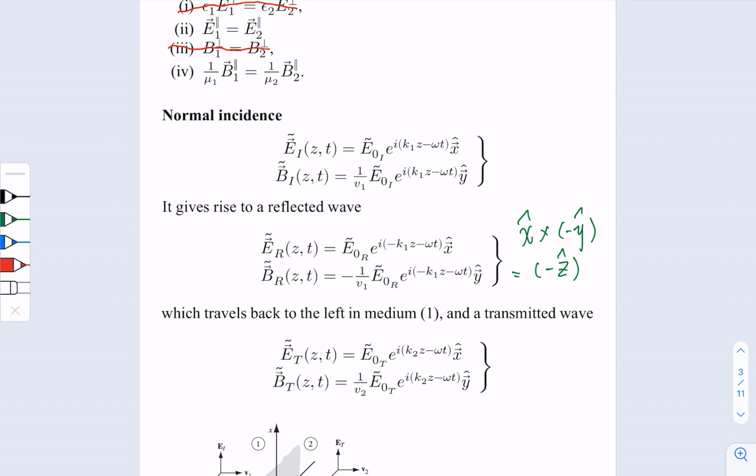So we only have two boundary conditions, and we have here 1, 2, 3 different variables. So we can express this reflected amplitude and transmitted amplitude in terms of the incident amplitude.